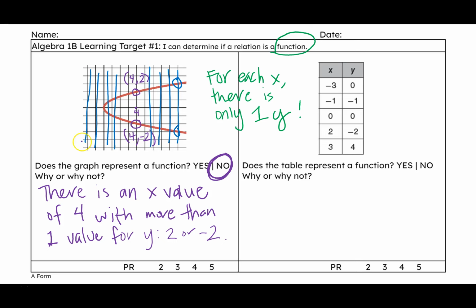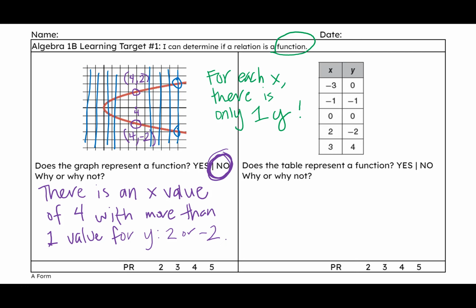So if you are able to draw any vertical line here that will hit the graph in more than one spot, then automatically, no, that is not a function. If you cannot draw a vertical line and it will not hit the graph at more than one spot, then you can say, yes, that is a function. So far, that one doesn't pass. Let's check here on a table.